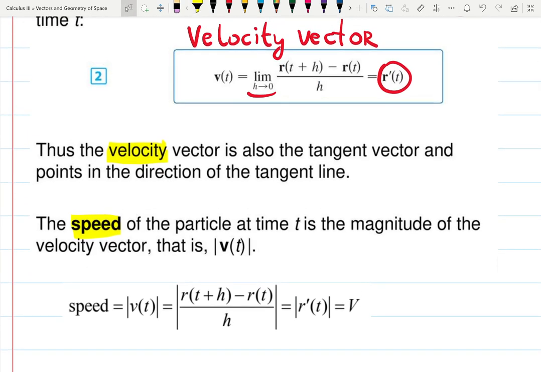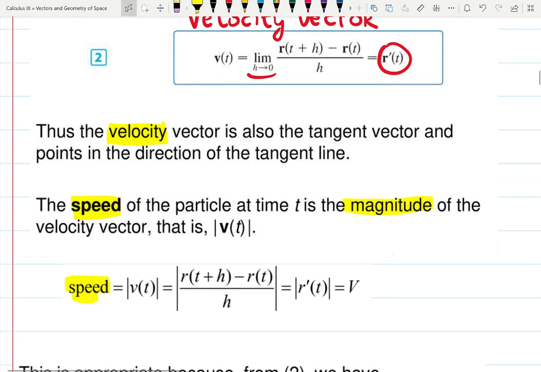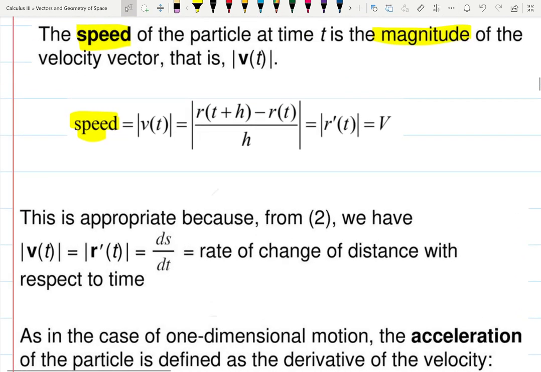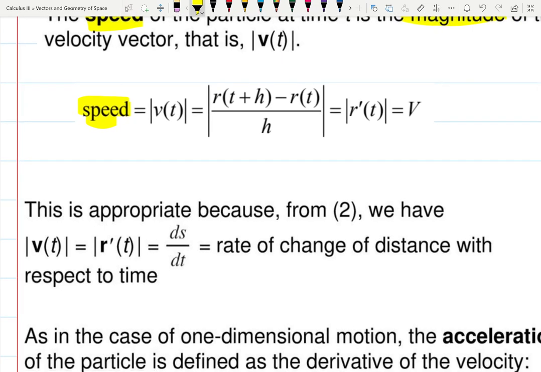Speed of the particle is the magnitude of the velocity. So velocity can be positive or negative, but speed gives you a number, 9 miles per hour. It's a positive number. How come? Because it's the magnitude of v. This is appropriate because when you take the magnitude of v, you actually take the magnitude of r prime, which is the derivative of the curve with respect to t, and that is the rate of change of distance with respect to time.